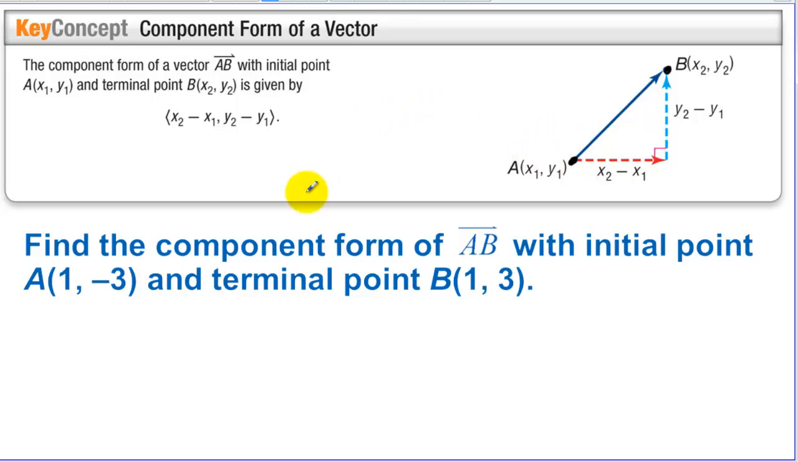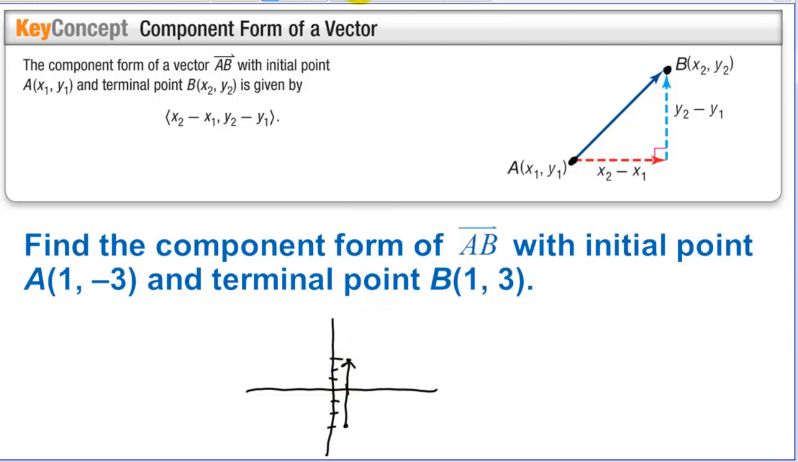So we have an initial point A and a terminal point B, and we want to write this in component form. Find the component form of AB with initial point A (1, negative 3) and terminal point B (1, 3). Let's see what that looks like. 1, negative 3 down here, so there's the initial point. And B is 1, 3. So we are up here. So here is the vector right there.